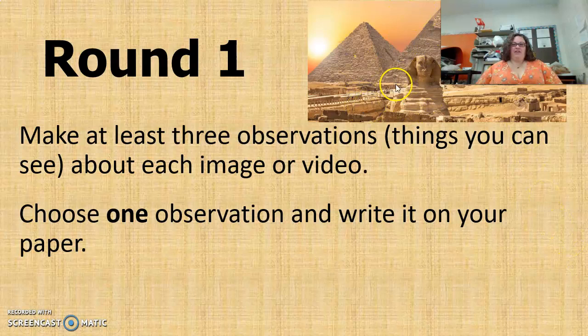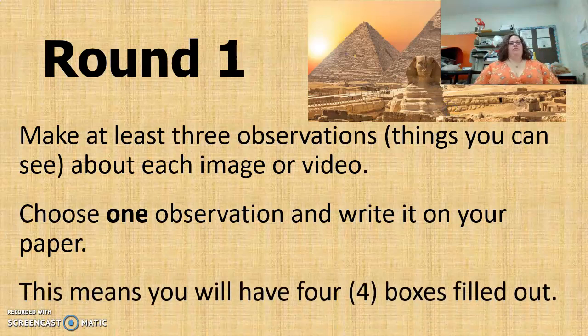So if I were observing this picture, I would say, I observe multiple pyramids, I observe a sphinx, I observe that the sphinx does not have a nose, I observe that the pyramid does not come to a point. All of these are things that we can see. And I'm going to choose one of those things and I'm going to write it down. And I'm going to choose the most obvious one. So the thing that I'm going to write down on my paper in this first box, or whichever box I'm on, is going to be I observe pyramids.